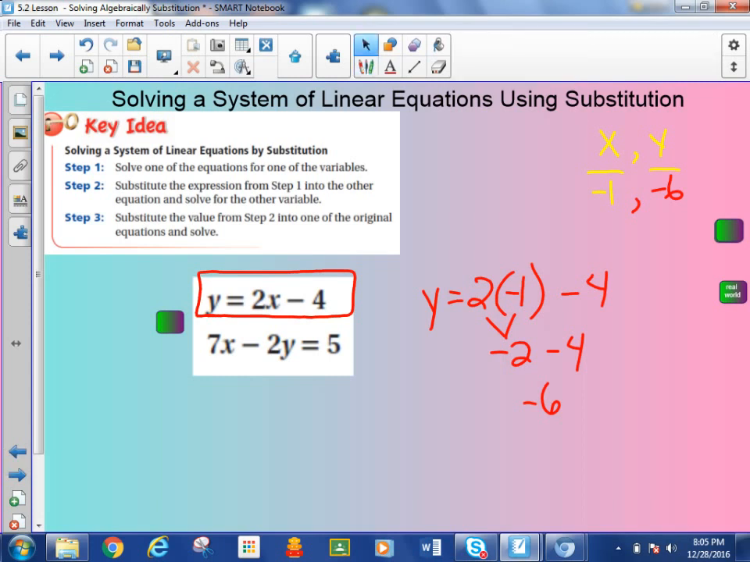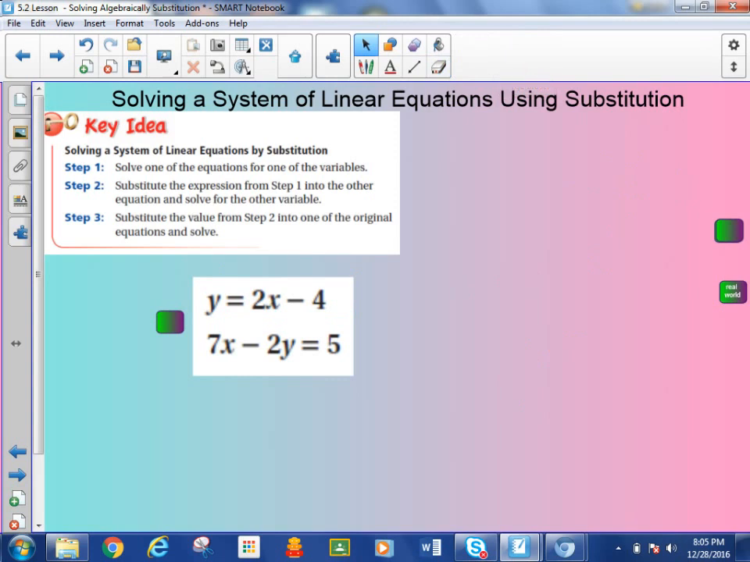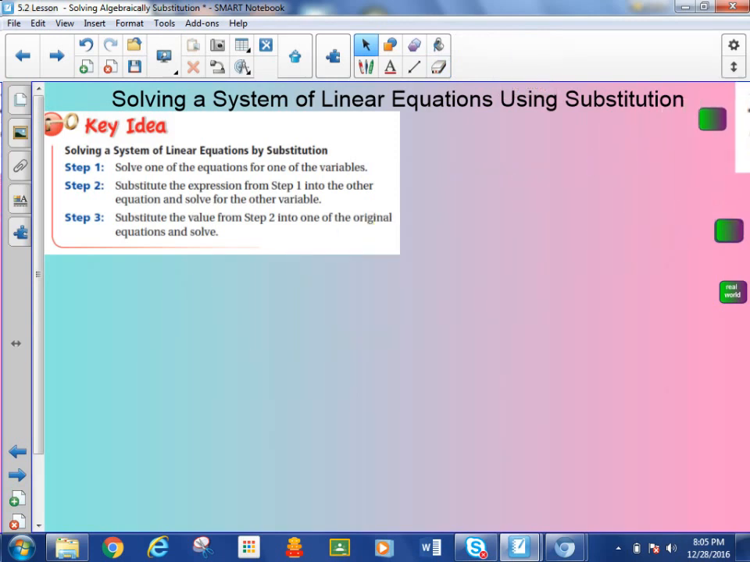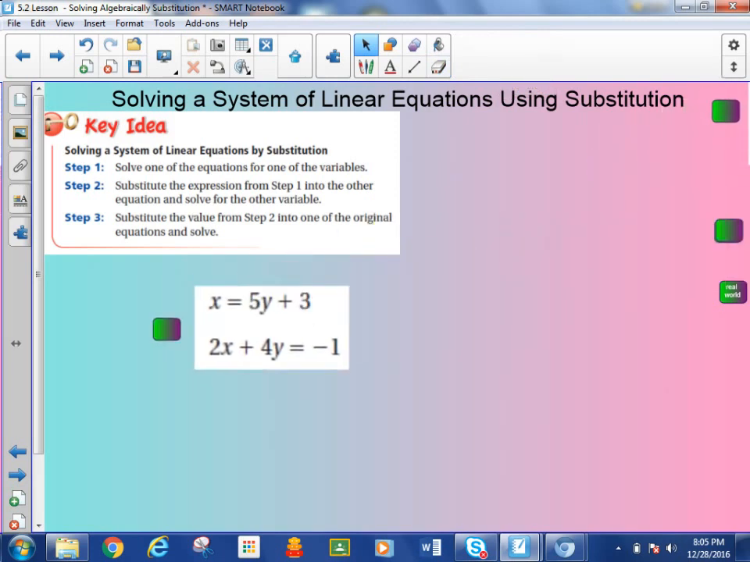So this is another method. You're going to learn multiple methods for solving systems of equations. Sometimes certain methods are faster than others just based on the equations that you're given. Right now we're just going to focus on substitution and practicing that, and then we will also work on solving algebraically. Okay, so let's try another one.